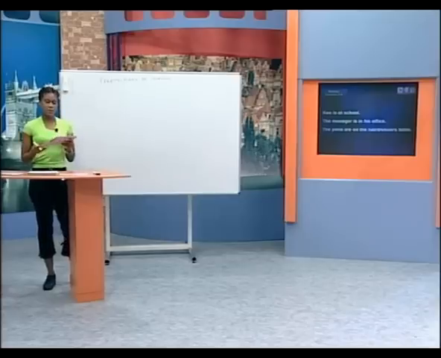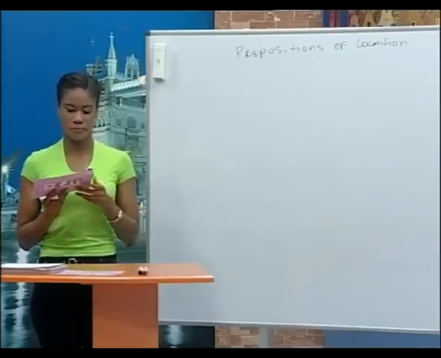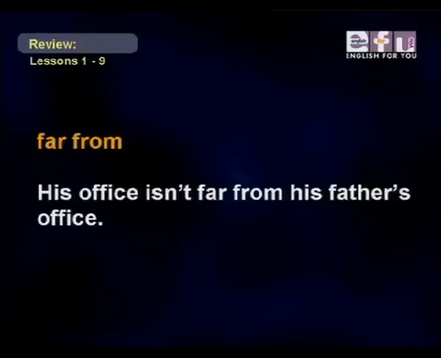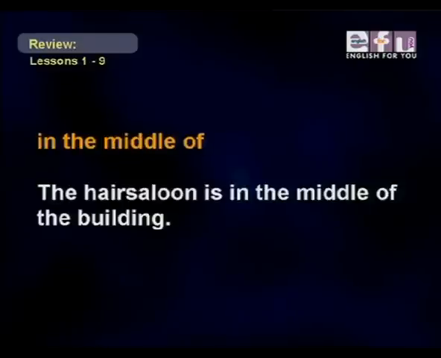Now, let's review the prepositions of place we learned before. Look at these examples. Close to. His office is close to his father's office. Far from. His office isn't far from his father's office. In the front of. The pet store is in the front of the building. In the middle of, the hair salon is in the middle of the building.